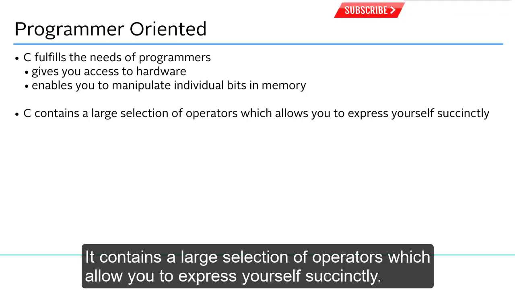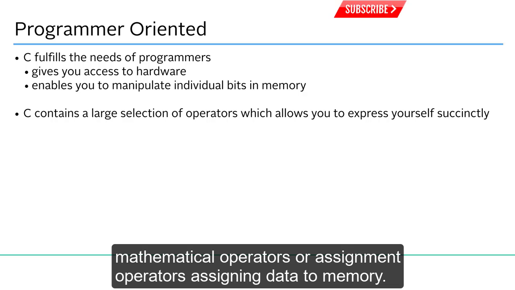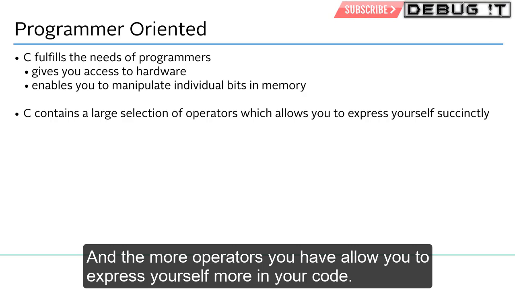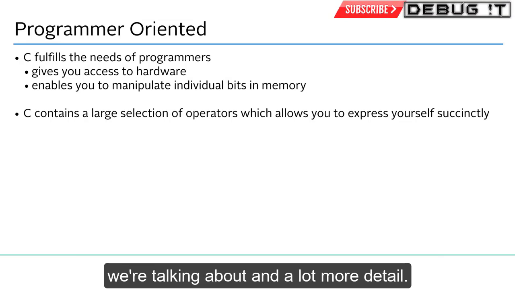It contains a large selection of operators, which allow you to express yourself succinctly. Now, we don't know what an operator is yet, but an operator can be things like adding and subtracting mathematical operators or assignment operators, assigning data to memory. And the more operators you have, the more you can express yourself in your code. And so a language feature of being more programmer-oriented is this list of operators, which we're going to talk about in a lot more detail.